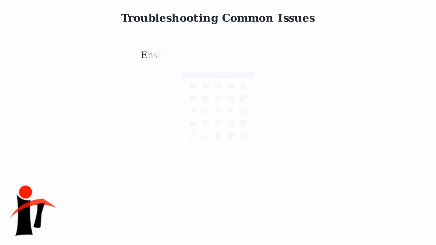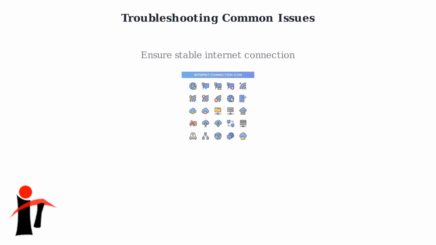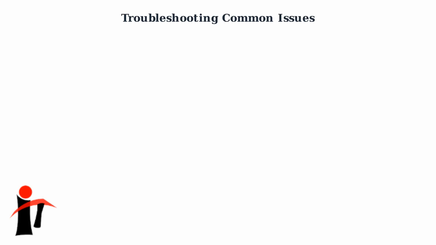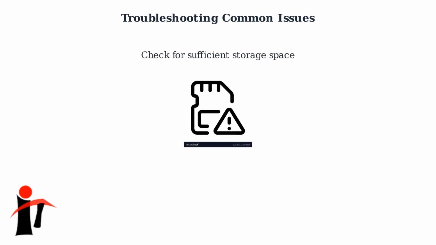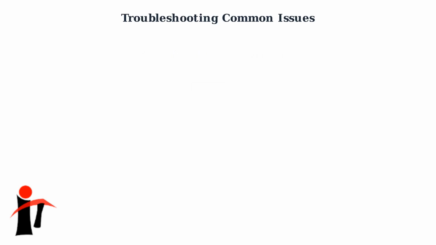If you encounter issues during download or setup, first ensure you have a stable internet connection. Poor connectivity can prevent the app from downloading properly. Next, verify that your device has enough storage space. The Amazon Seller Central app requires about 150 to 200 megabytes of free space. Insufficient storage can cause download failures.